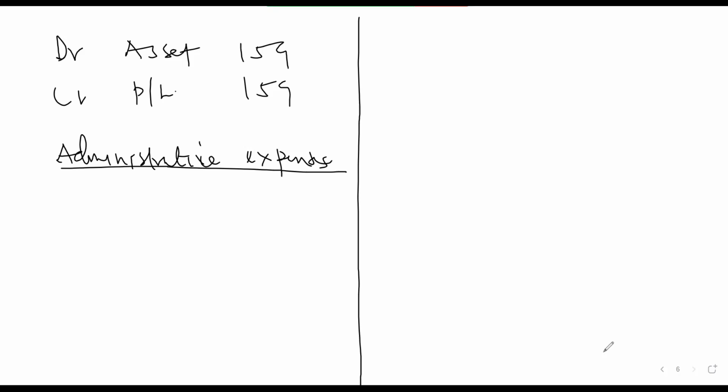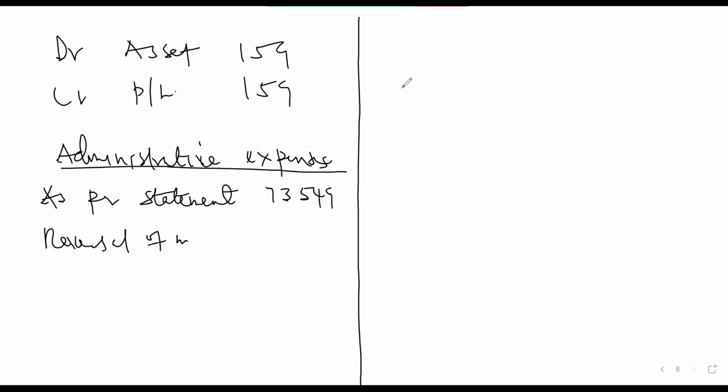So what is the administrative expenses figure there? 73549. Okay. So we do reversal of impairments. The amount that we are reversing is 159. It's an income.